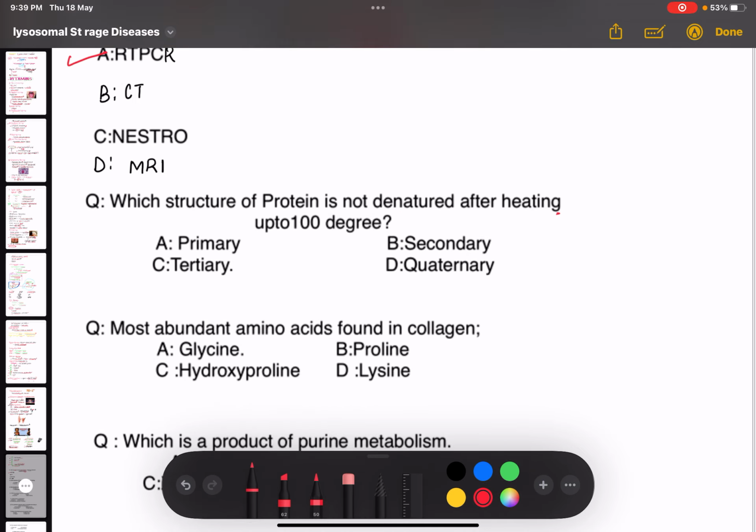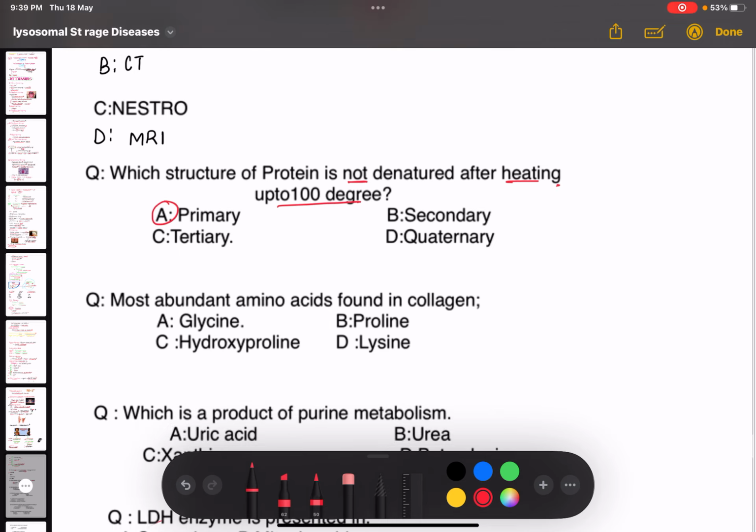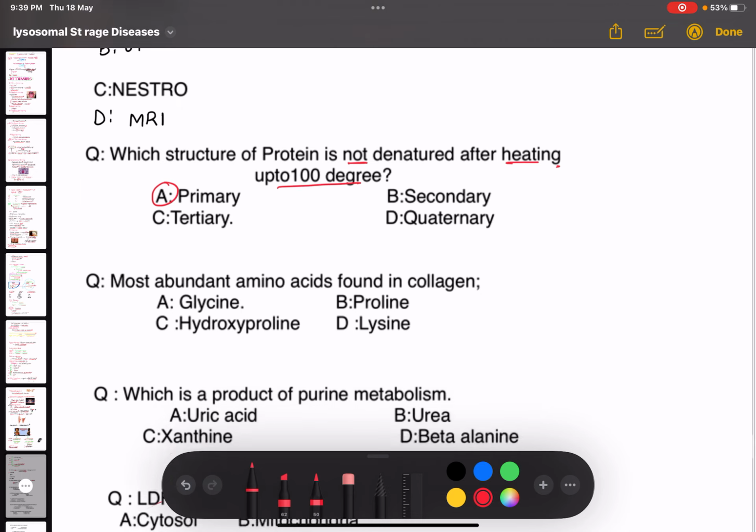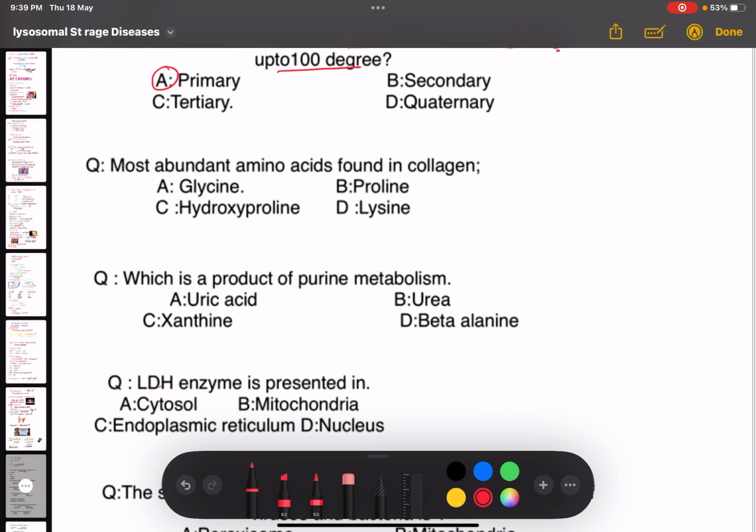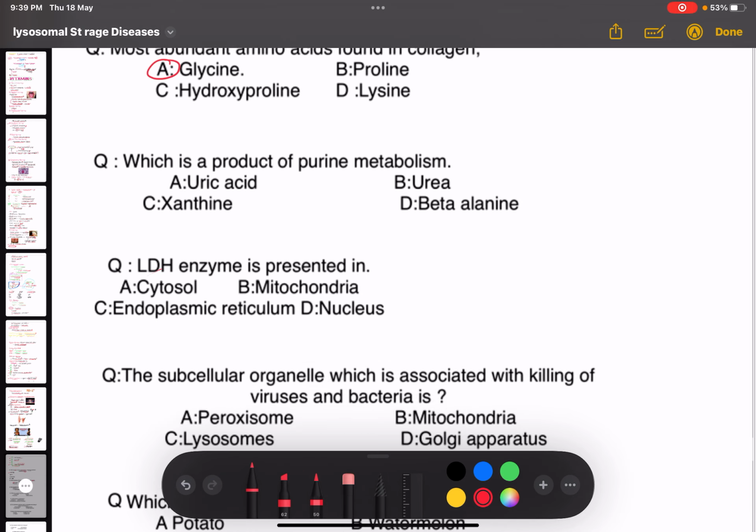Another question is, which structure of protein is not denatured after heating up to 100 degrees? The answer is primary structure of proteins. It's not degraded even if we increase the heat up to 100 degrees. Most abundant amino acid found in collagen is glycine. We have discussed it. Which is a product of purine metabolism? Product of purine metabolism is uric acid.